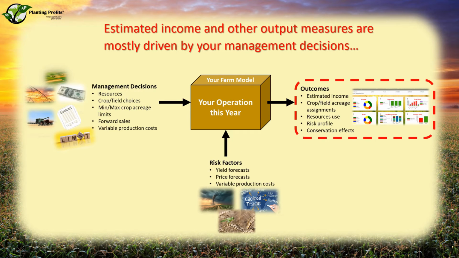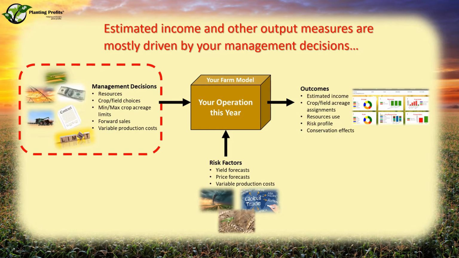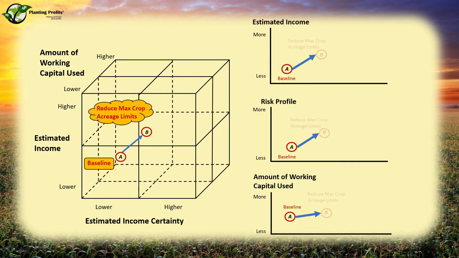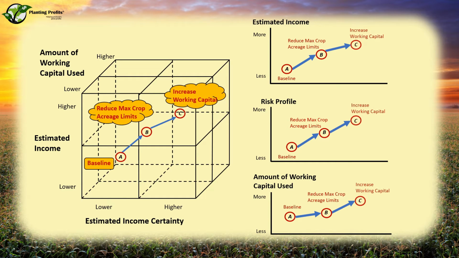Estimated income and other outcomes are driven by management decisions. Profitability, risk, and asset use are all related. Every action to increase profitability has a reaction, or two. Increasing income causes changes to the risk profile and asset use.